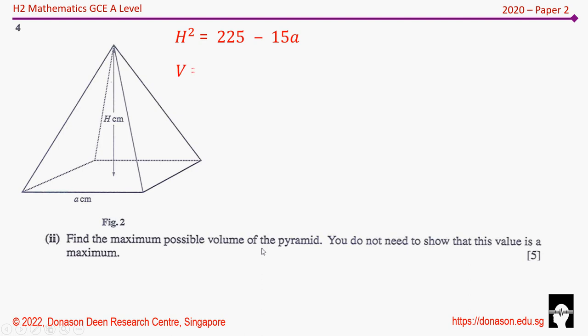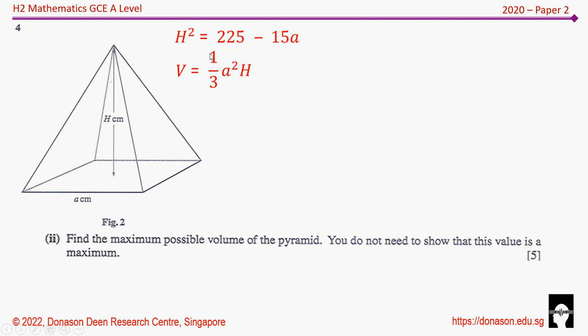So what's the formula for volume of a pyramid? It is 1/3 times the area of base, which is A times A, which is A squared. That's why we've got A squared here, times the height from the base to the vertex, which is indicated by capital H. Now the capital H, we already proved in the first part, H squared is equal to 25 minus 15A.